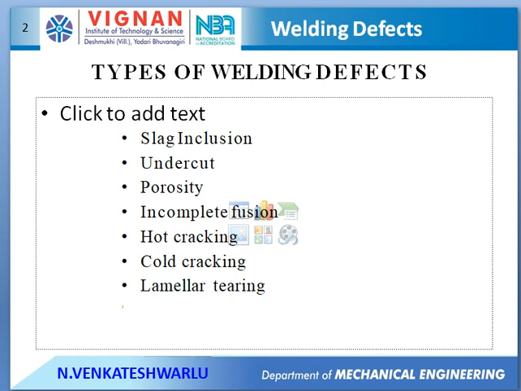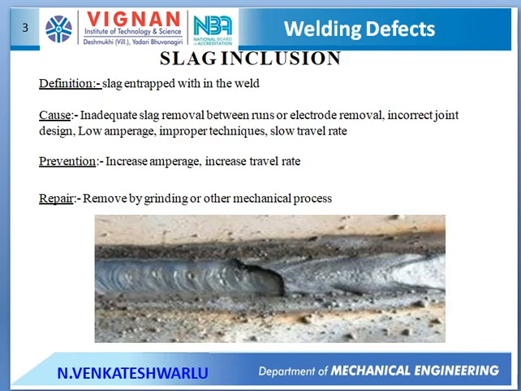Next topic is welding defects. So we have several welding defects. It includes slag inclusion, undercut defect, porosity defect, incomplete fusion, hot cracking, cold cracking, and lamellar tearing. So I will explain one by one. First of all, I will explain slag inclusions defect.